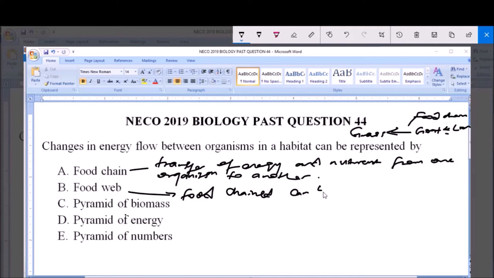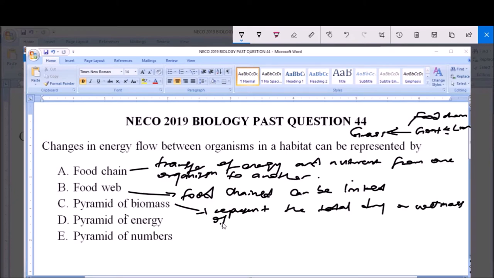That is a food web. A food web comprises different food chains. Now C says pyramid of biomass. Pyramid of biomass represents the total wet or dry mass of the organisms in each trophic level.